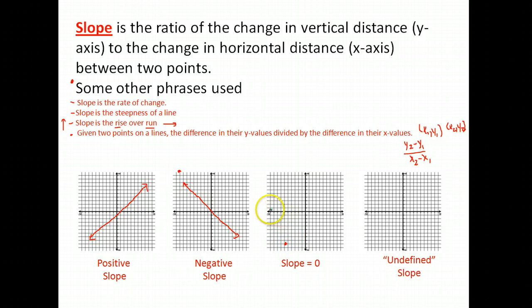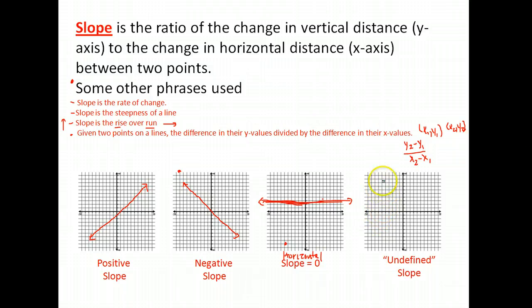Slope of 0, so no slope at all. If a line has no slope, and this is hard to draw with my pencil, no slope means it's an absolutely flat line. It's a horizontal line. So if you think about this like you're walking on the ground, positive slope is when you're walking uphill, negative slope is when you're walking downhill, and 0 slope is when you're on perfectly flat ground with no ups or downs at all.